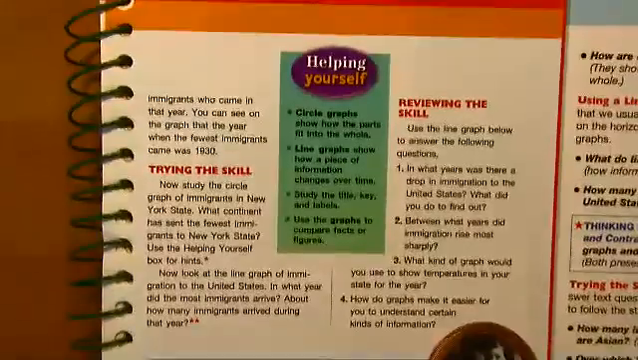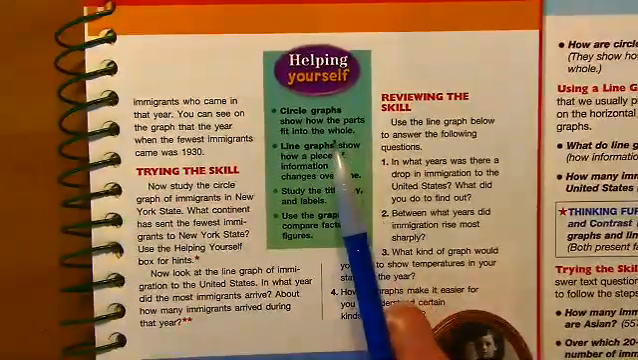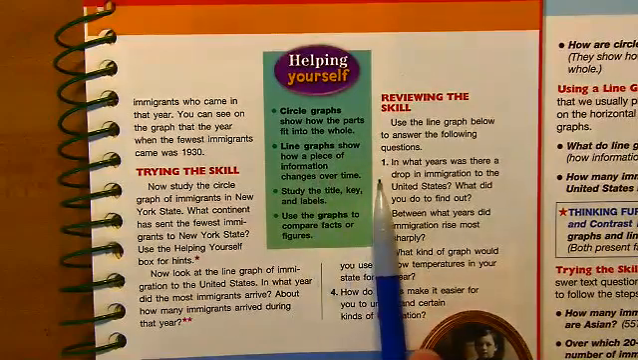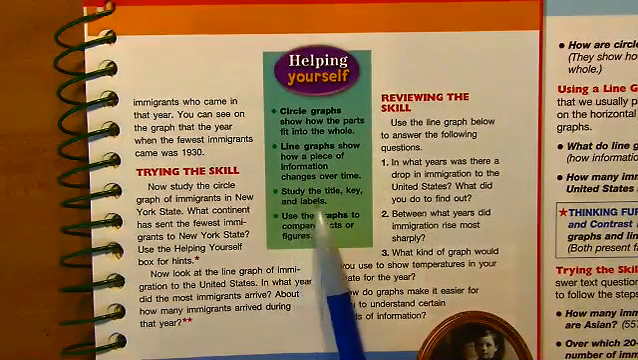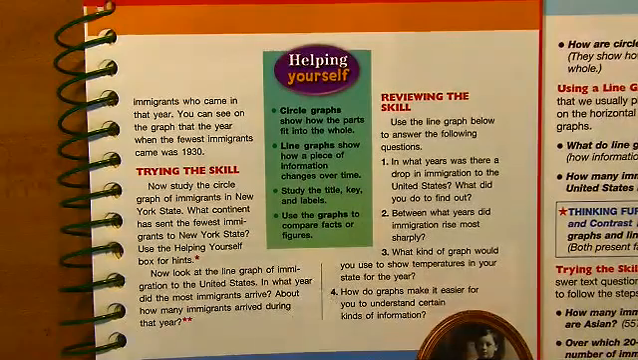So review the skill, helping yourself. Circle graphs show how the parts fit into the whole. Line graphs show how a piece of information changes over time. When you get to a graph, you want to study the title, the key, and the labels. And you can use graphs to compare facts or figures.